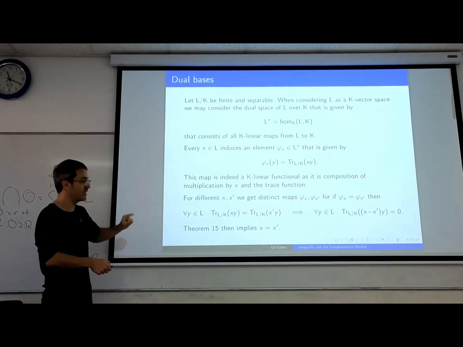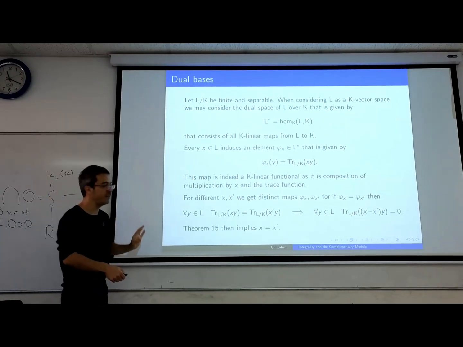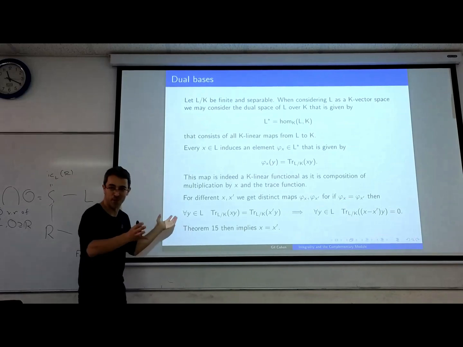Right. Good. So we know that. That's always true. That has nothing to do with separability. But when things are inseparable, it's not interesting because the trace is always 0.